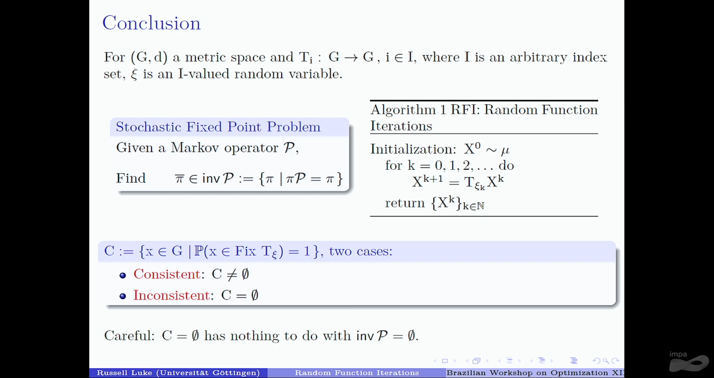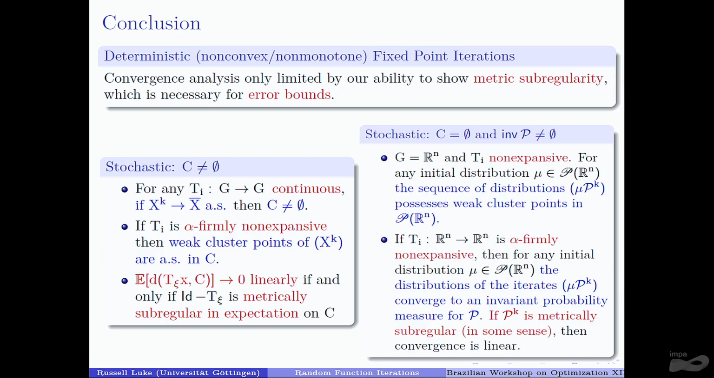There are two cases that distinguish very distinct kinds of behaviors that you'll observe for these types of iterations, and they're based on whether or not these random operators with probability one have common fixed points. If the probability that there's some point x in the fixed point set of this operator is 1, I call that the consistent case. So there exists a point for which this set is not empty. Otherwise, it's inconsistent. And that's different, however, from the question of whether or not there exists an invariant measure for the corresponding Markov operator. But I'll come back to this. That's the main setup here.